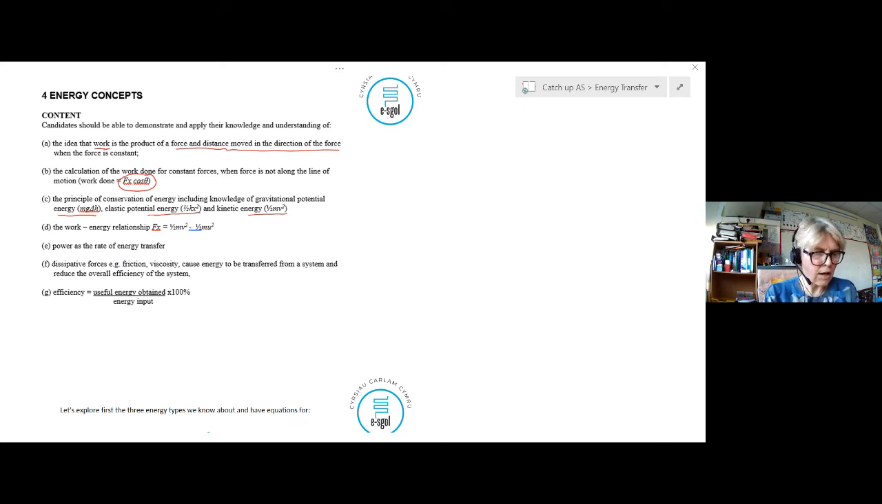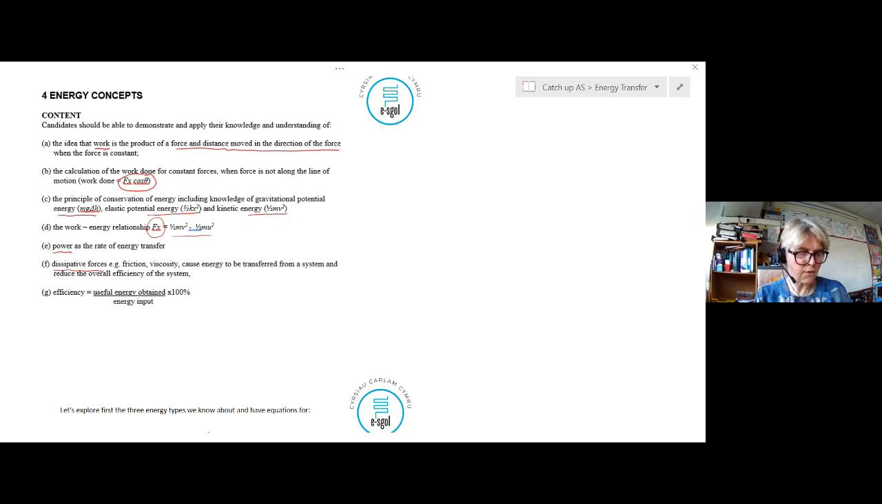We have addressed this work-energy relationship. I didn't do it exactly like this. They've done it here with different kinetic energies, so kinetic energy before and after, and then doing work against a resistive force. And then that leads on to power is the rate of energy transfer, so the energy divided by the time. We've looked at dissipative forces as in air resistance and doing work against air resistance, and that reduces the overall efficiency of a system.